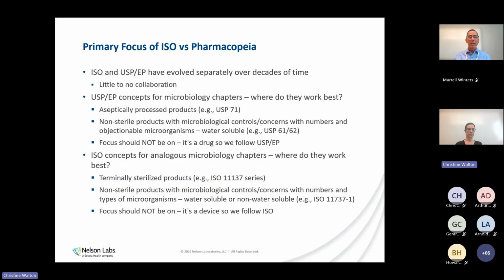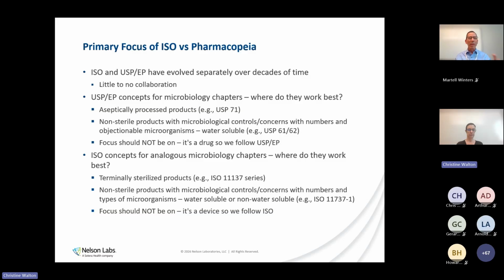So for terminally sterilized products, the ISO works very well. I'm not sure about the EP. I know the USP has some chapters regarding sterilization, and largely they just point to ISO standards for details on how to comply regarding terminal sterilization. Now, ISO also has a chapter or a standard for non-sterile products with microbiological controls.